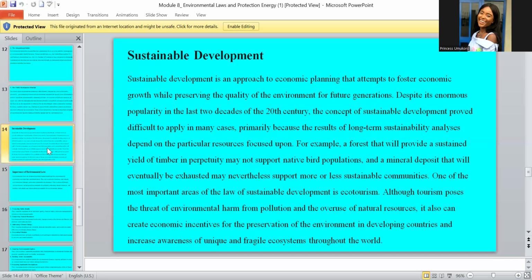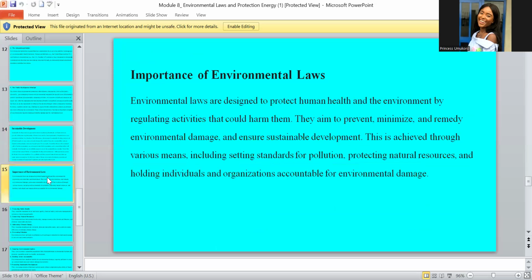support native bird populations, and a mineral deposit that will eventually be exhausted may nevertheless support more or less sustainable communities. Although tourism poses the threat of environmental harm through population pressure and the overuse of natural resources, it also can create economic incentives for preservation of the environment in developing countries and increase awareness of unique and fragile ecosystems throughout the world.